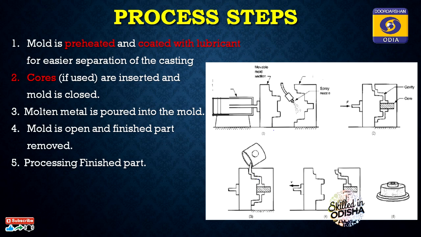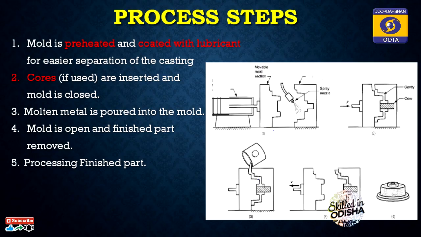Fifth step is processing the finished part. After solidification, we can remove our casting product. After that, by fettling operation, means removal of the runner, riser, gates and the unwanted metal parts from the casting products, we can get our required casting product. Okay, you can see the last figure, that is our final casting product.